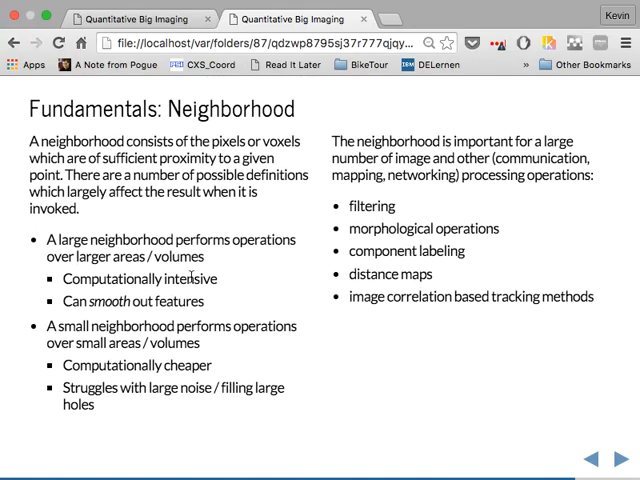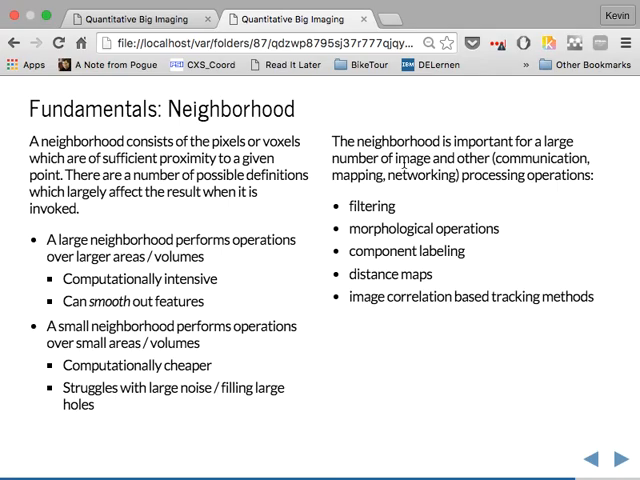We have this idea of a neighborhood, which is something we mentioned briefly in the image enhancement lecture. This neighborhood is really the pixels which are around the current pixel that you're looking at. You can have a large neighborhood, and that performs operations over larger volumes. That's computationally very intensive, and it can smooth out features that are of interest to us. A smaller neighborhood looks at smaller volumes, but it struggles with large noise or to fill large holes in your image.